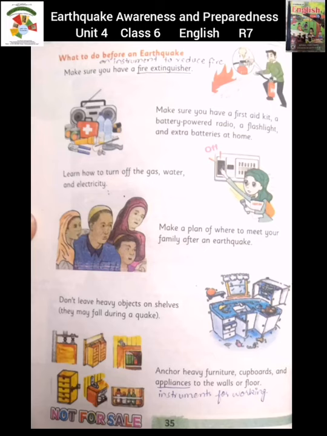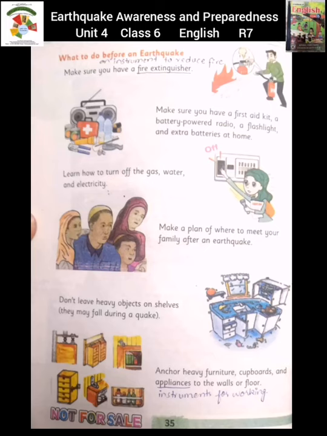So next we are going to study the steps that should be taken before an earthquake occurs. We must have a fire extinguisher that will help us to control and reduce fire. We need a first aid kit, which is a small box containing items such as bandages, plasters, and antiseptic wipes, which are used to treat an injured person before full medical treatment. And a battery powered radio doesn't need any electrical power to work, and a flashlight.